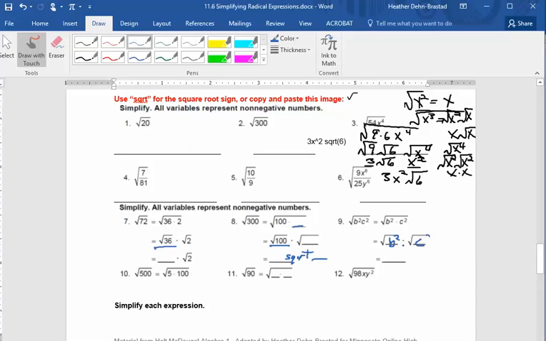And then in number 9, the square root of b squared is just b. And the square root of c squared is just c. So you're going to take the square root of each of those parts. They're both perfect squares. Just like the square root of x squared is x, the square root of b squared will be b, and the square root of c squared will be c. So you'll write your answer as just bc.